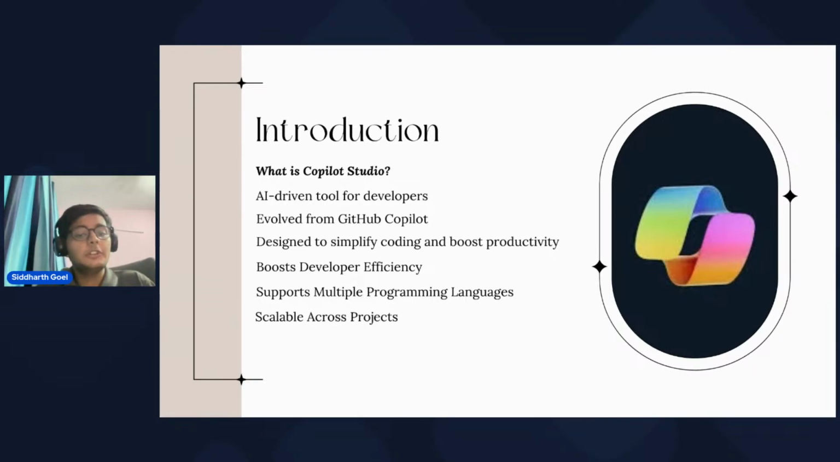Then Copilot Studio is a tool which has evolved from GitHub Copilot. This is the next generation of GitHub Copilot. It takes on the legacy features of GitHub Copilot and adds more capabilities to it. GitHub Copilot was related to improving code features or suggesting code completions while you are writing code. But Copilot Studio is an entire full-fledged tool which is an advanced version of GitHub Copilot.